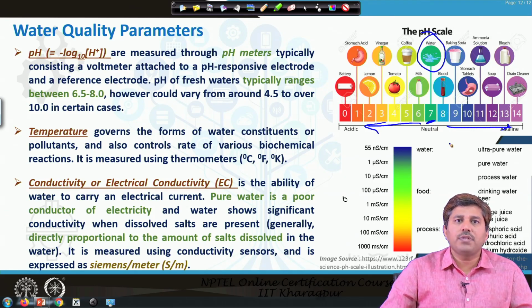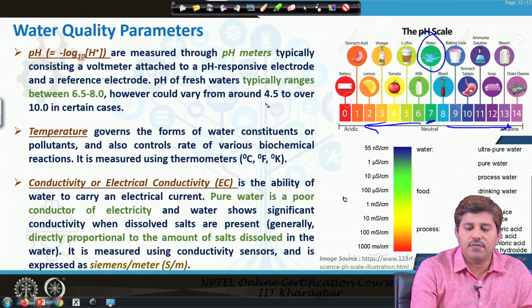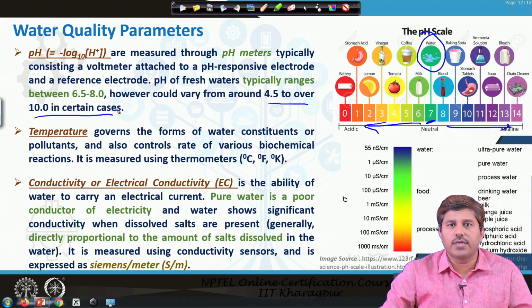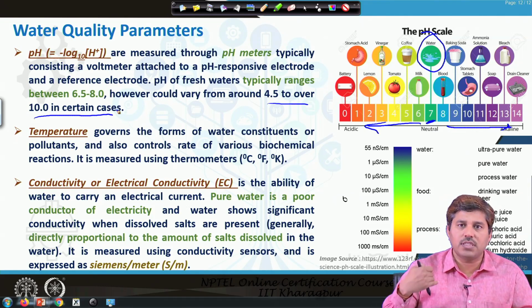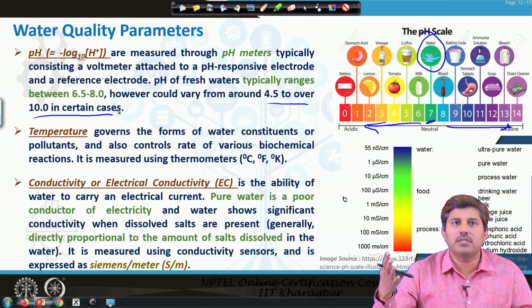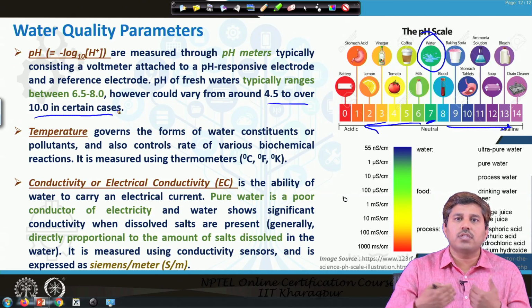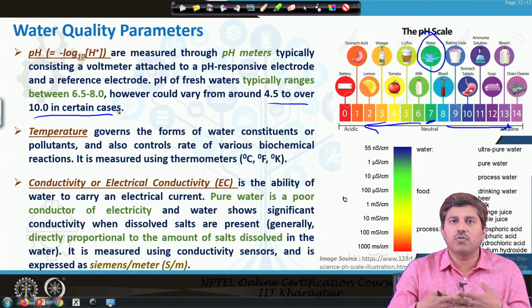Water up to a pH of 6.5 to 8 range might also be considered okay. However, it may vary in some cases from 4.5 even to over 10. The pH of water may vary depending on the source of water. If water is flowing through a limestone region, it acquires a lot of alkalinity and its pH becomes high. Similarly, if water is flowing through acid mine drainage, it may have a low pH, even as low as 4.5 is a possibility.